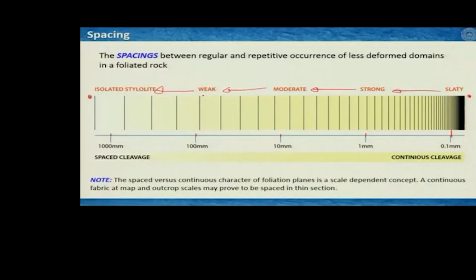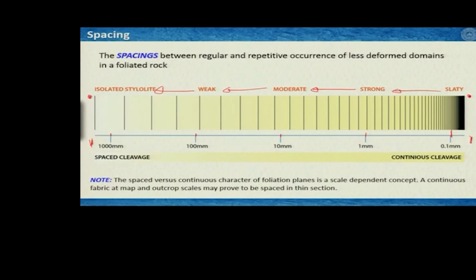Now, there is also one important aspect in considering slaty, strong, moderate and weak cleavage. In the field, you are not necessarily carrying a scale to measure, so you generally look by eye. But when you take this rock into the laboratory, the foliation you considered in the field as slaty or strong cleavage might turn out under the microscope to be a spaced cleavage. So, this is very scale dependent, though I have tried to give you some scaling ideas of what the foliation is.